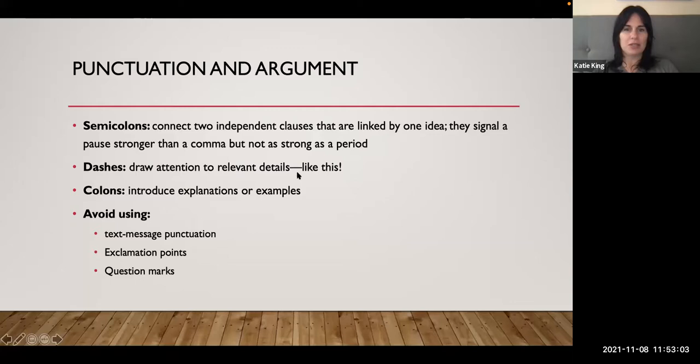So dashes draw attention to relevant details like this, right? They can also do one other thing, which is called appositives. Appositives are used when you are drawing attention to a specific item to give it more detail. So for example, if I use the sentence, in the short story, Sonny's Blues, James Baldwin discusses the effects of drug abuse on a particular individual.